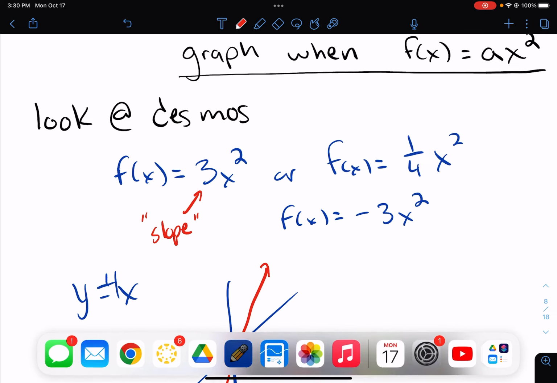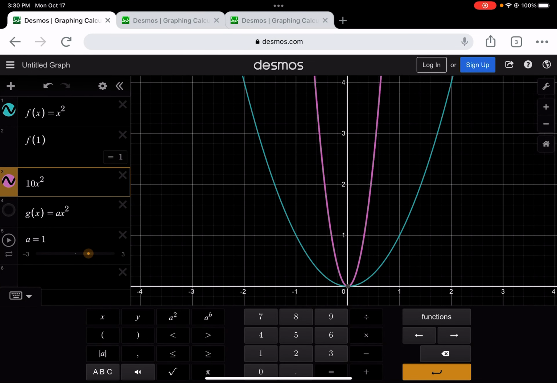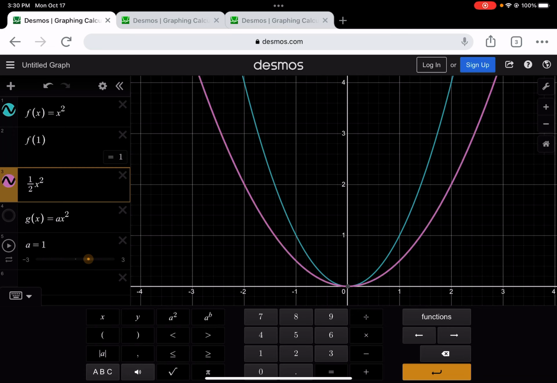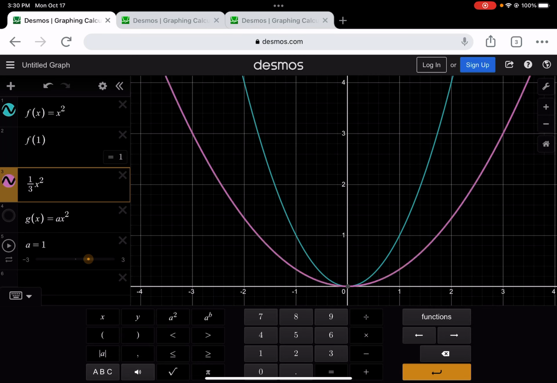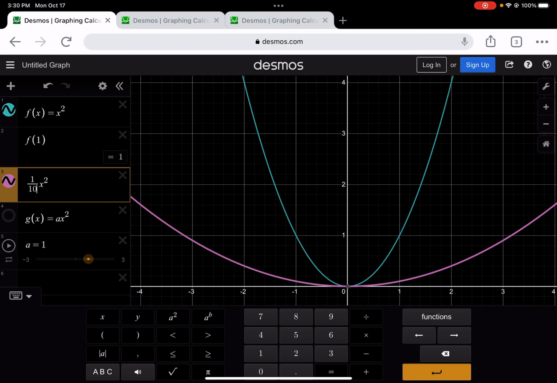Well, let's go ahead and go back to Desmos here, and instead of 10x squared, let's do a fraction. Let's do like 1/2. If you look at my pink function there, instead of being steeper and skinnier, now it's a lot wider. It's like it got fatter. So let's change it to 1/3. It gets even fatter. Let's change it to 1/4. It gets even fatter. Let's change it to 1/10, and it gets even fatter.